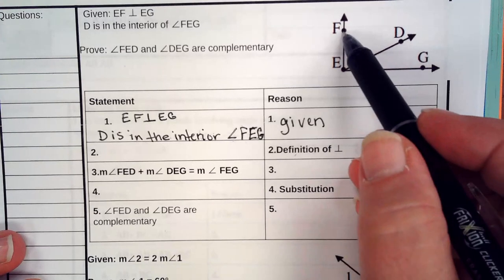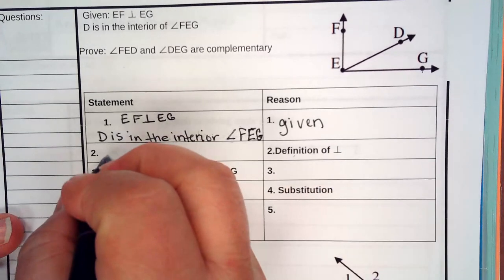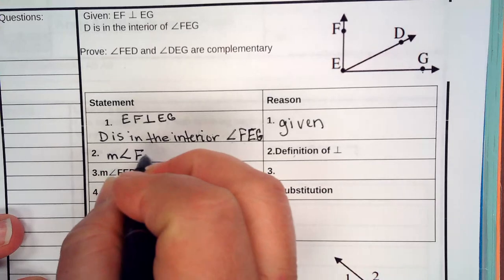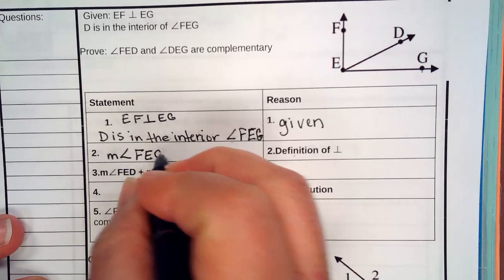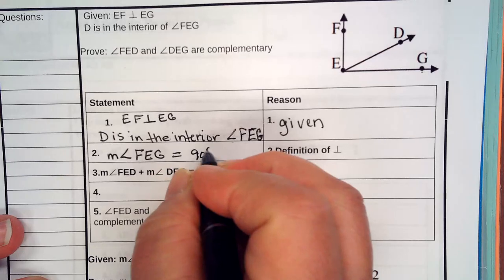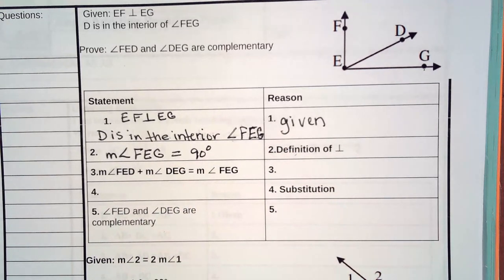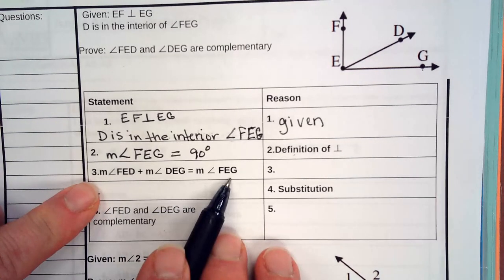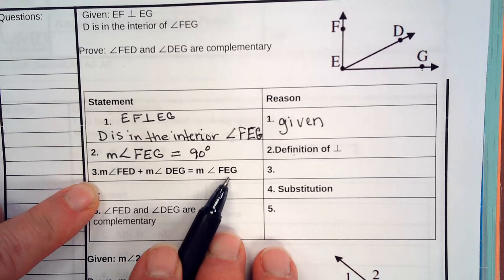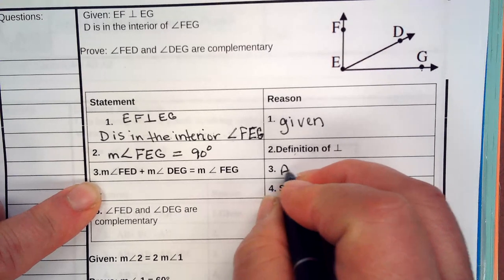So I know that angle FEG, the measure of angle FEG, is equal to 90 degrees. Why? Because I know those are perpendicular. Okay, what comes next? We're adding two things together, angles together. What do we use to add angles together? That would be your angle addition postulate.